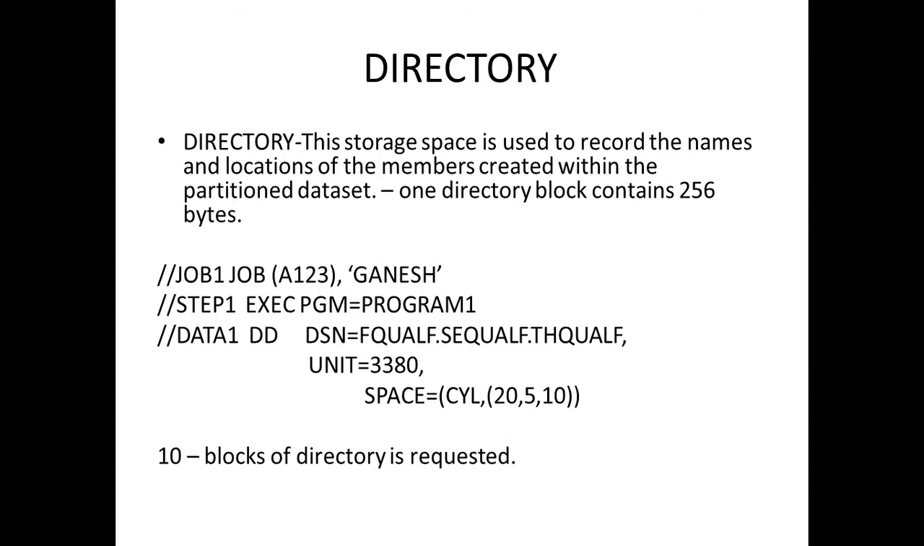And directory we have mentioned earlier, it is used for storing the member names as well as the memory area of the members inside the PDS directory. So coding like this: cylinder, primary quantity, secondary quantity, and the third one which we are mentioning is nothing but the value for the directory block. So this is 10 blocks of directory requested for this particular data set. So if we are mentioning a value for directory block, the particular data set will be created as a partitioned data set, and if we are not mentioning any value for the directory blocks, the data set will be created as a physical sequential file only.